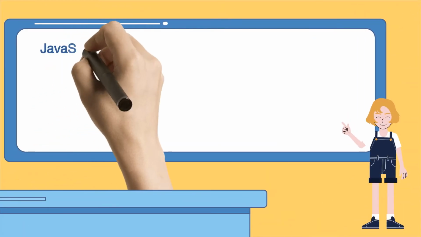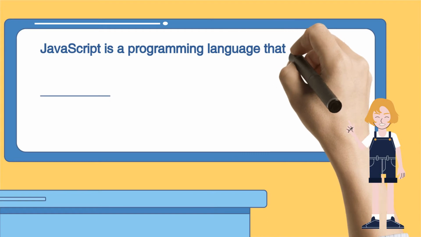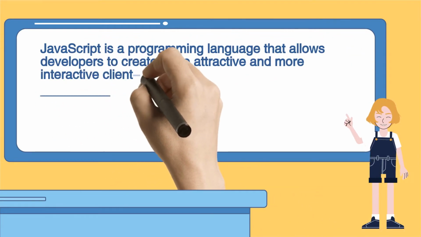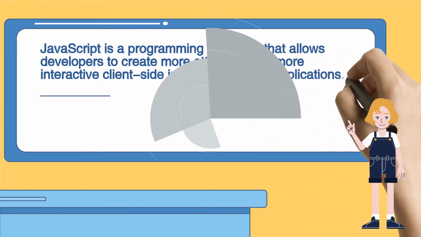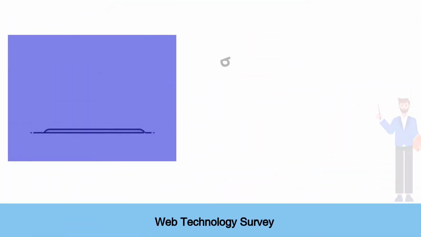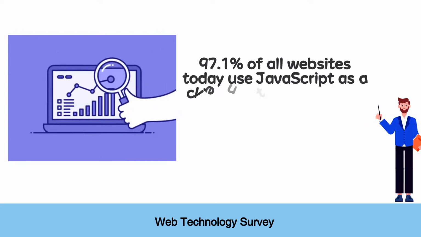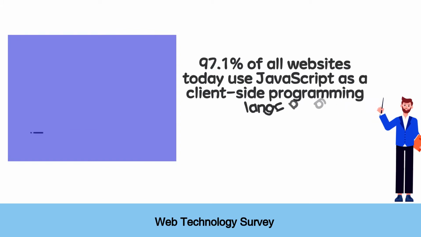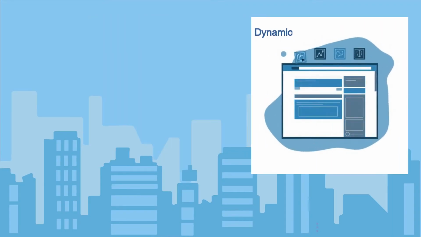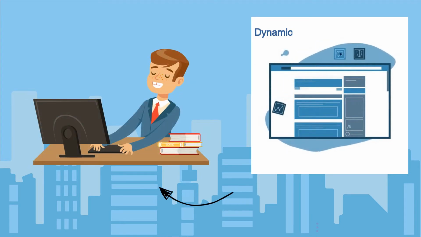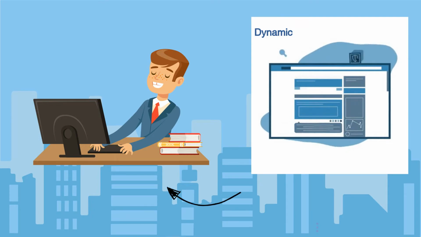JavaScript is a programming language that allows developers to create more attractive and more interactive client-side interfaces for web applications. According to the Web Technology Survey, 97.1% of all websites today use JavaScript as a client-side programming language. However, the dynamic nature of JavaScript code becomes a gap for attackers to carry out attacks on internet users.